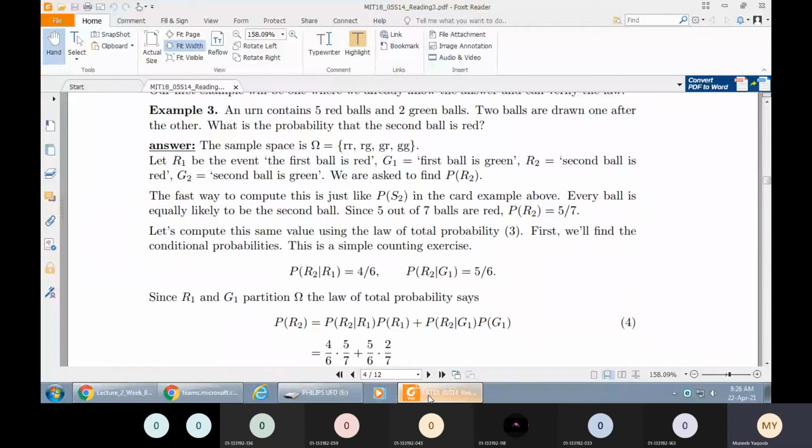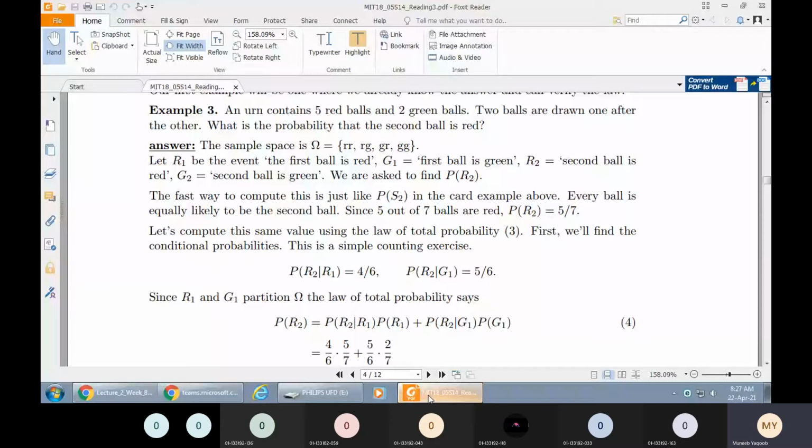This is the example where the question is that an urn contains 5 red balls and 2 green balls. And we took 2 balls at random from the urn, one after the other, and they want us to calculate the probability that the second ball is red. Okay, so from this urn or from this bag, we want to draw 2 balls at random in succession without replacement.